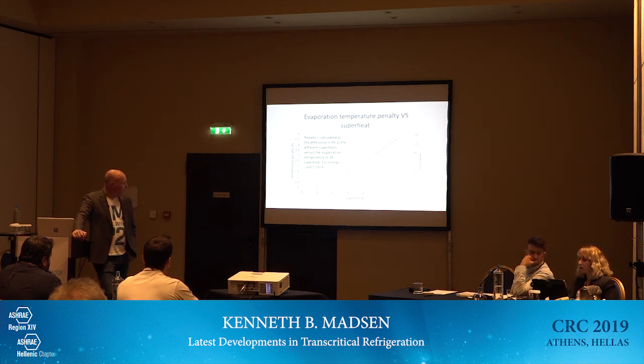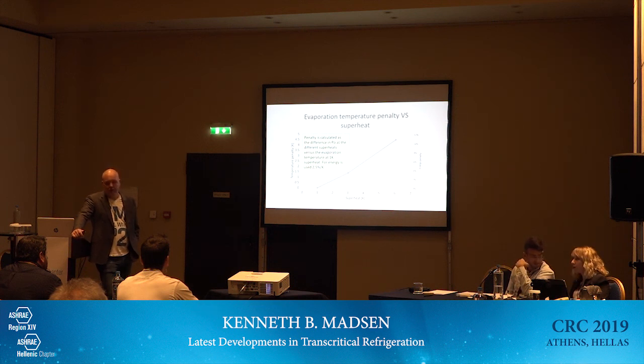then we could say that we have a temperature penalty of 0 Kelvin. We cannot do it any better, so this is the best we can achieve. If we run 3 Kelvin superheat, then suddenly we have a temperature penalty on our evaporation temperature that is around 1.5 Kelvin, and with 6 Kelvin superheat we have a temperature penalty that is roughly 4.5 Kelvin.